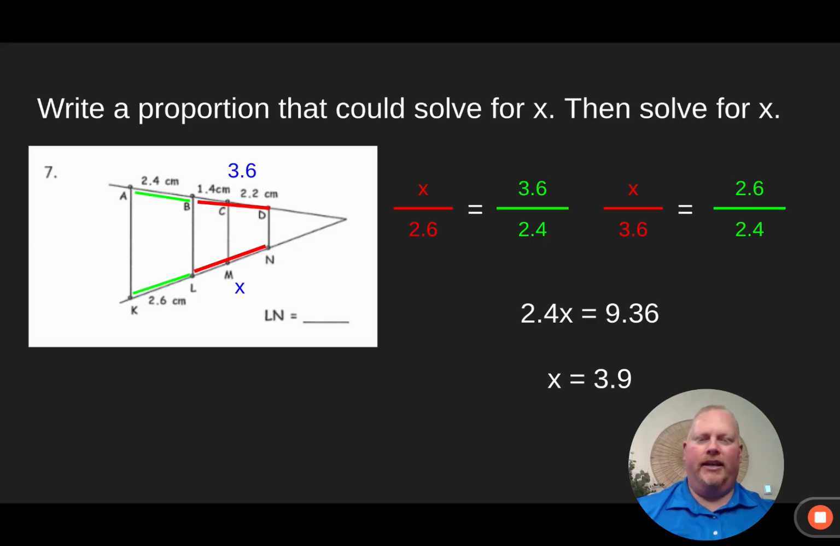Well, I hope that made sense to you. Hopefully by this point you're good at setting up proportions, and this is just an extension of that. Hopefully this is a very easy lesson for you.